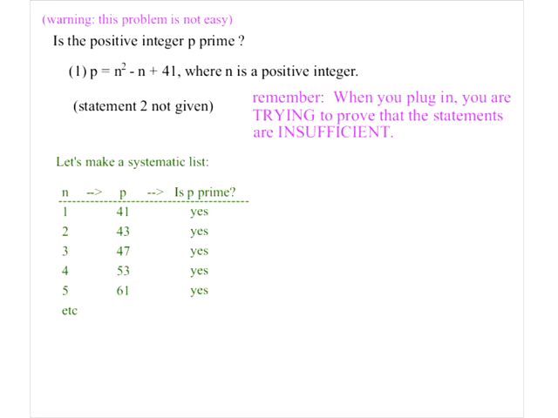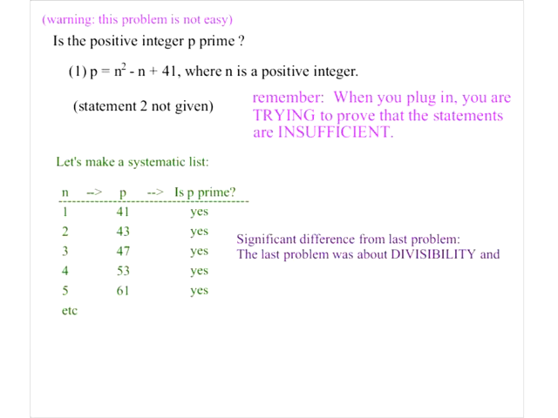At this point, you might be tempted to throw in the towel. But there's a very significant difference from last time, and that is that primes don't follow patterns. The last problem was about divisibility and remainders. Those were pattern-based, so you know you can trust the pattern after a few examples.